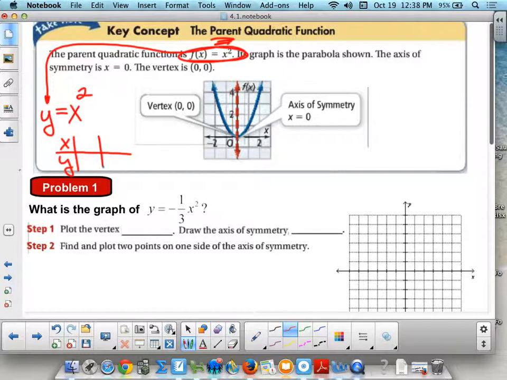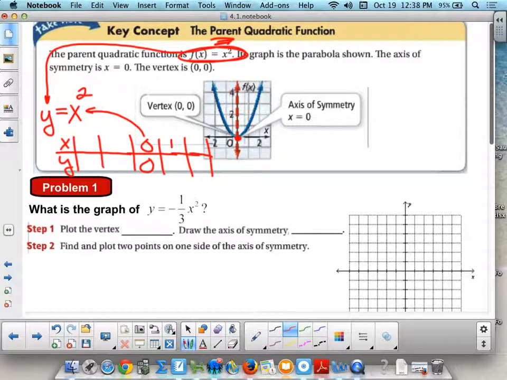I don't know what your memory is, but I feel like I did talk about this the first week or two of school. The parent function will always have a vertex where? 0, 0. Now, if you put 0 in, 0 squared is 0. So you can do these tables. These tables work every time. They're just very time consuming.